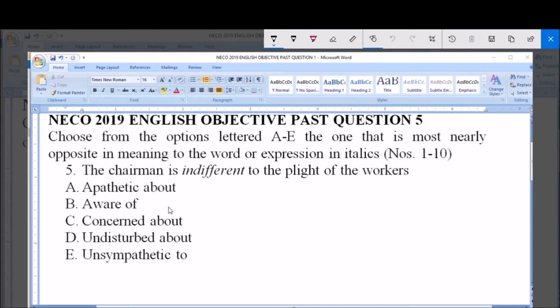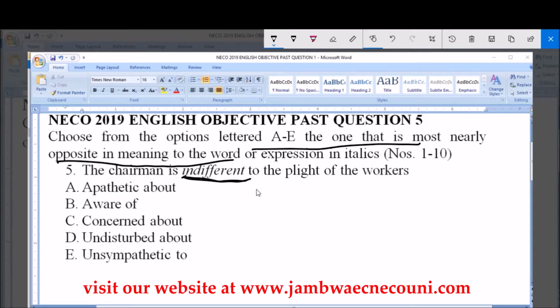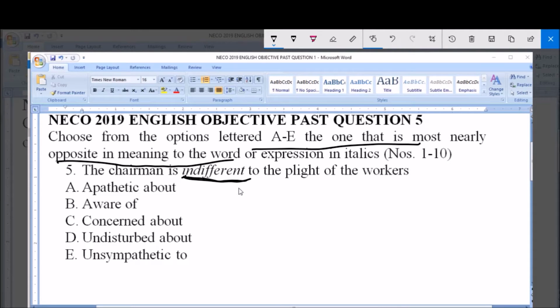The instruction to this question says we should choose the option that is most nearly opposite in meaning to the given word. And the given word, our focus, is indifferent. The sentence says: the chairman is indifferent to the plight of the workers.